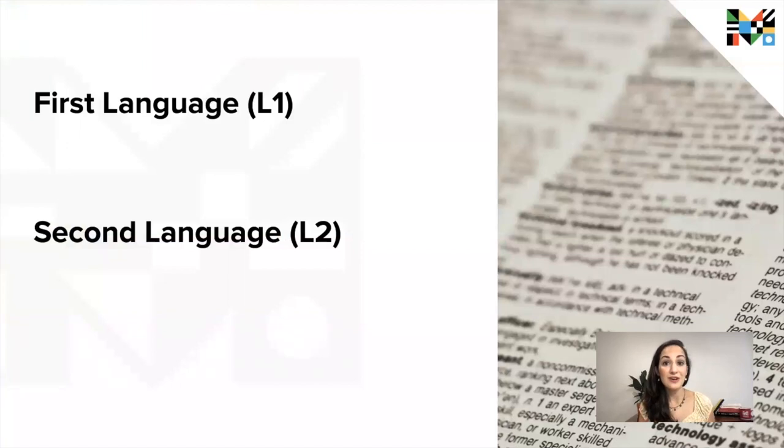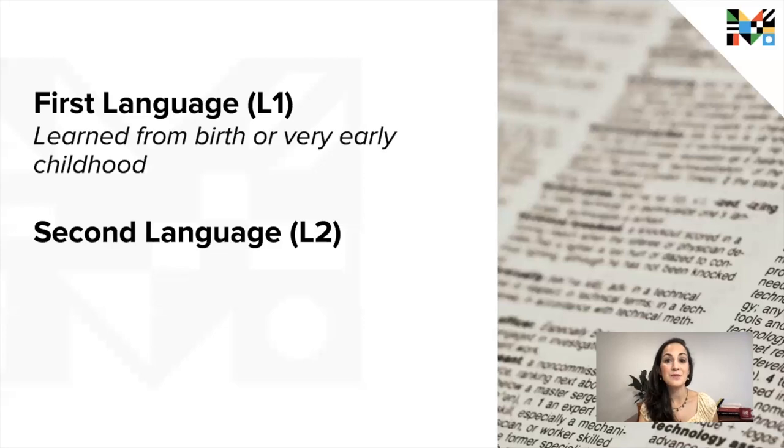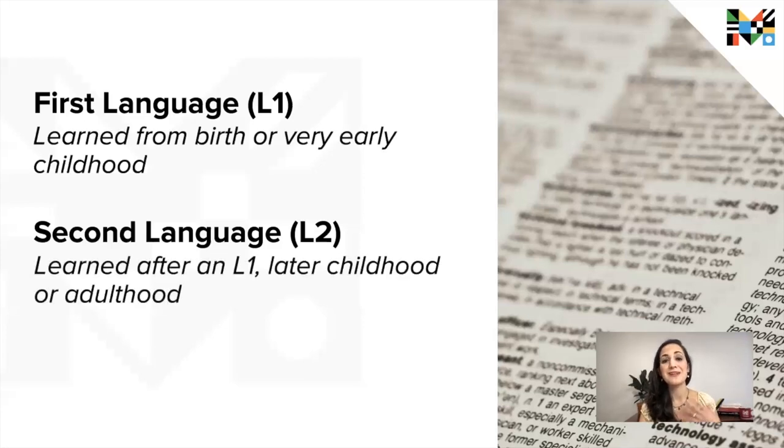Now, before we get started, if you're not familiar with the terms first language or L1, and second language, or L2, I'm going to recommend that you go ahead and pause this video and check out another video that we've done on the top 9 terms that you need to know to understand second language acquisition. Here's a quick review. An L1 is any language learned from birth or in the first few years of life. An L2 is a language learned after an L1. So these are generally picked up in later childhood or adulthood.